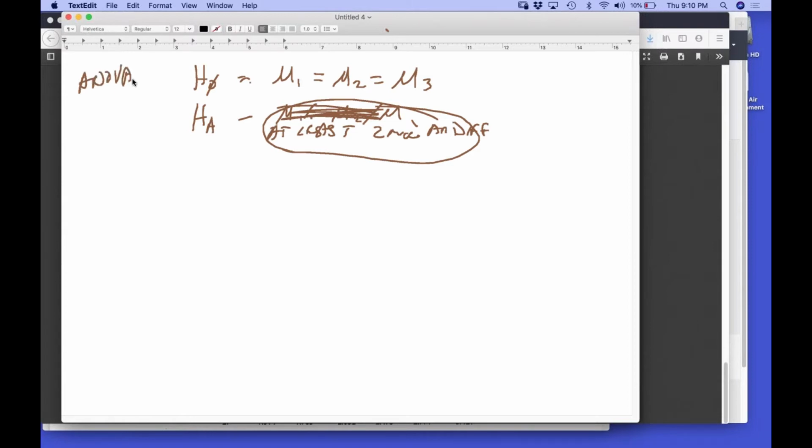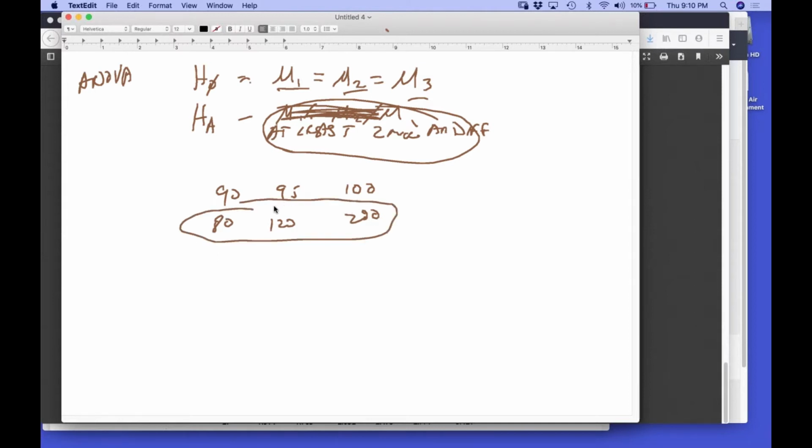Okay, so let's think about what might impact this. So what we want is to prove that these means are different from one another. So what would help us prove that? Let's say we took the samples and the means for each of the three groups were 90, 95, and 100. Or let's say instead they were 80, 120, and 200. Which of these two would you say is more encouraging in terms of the population means being different?